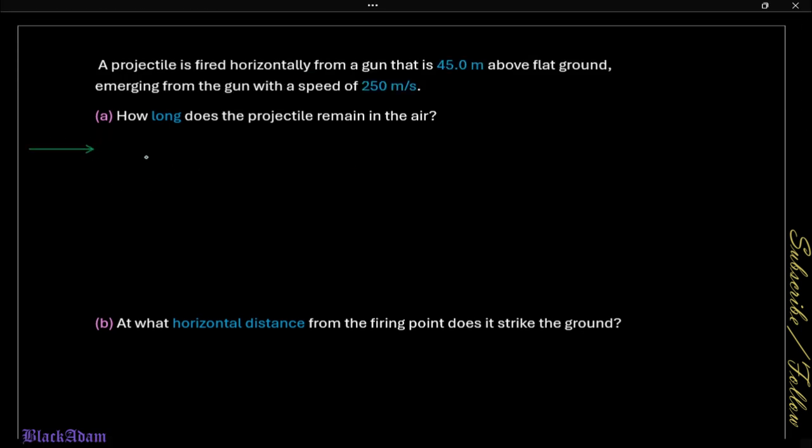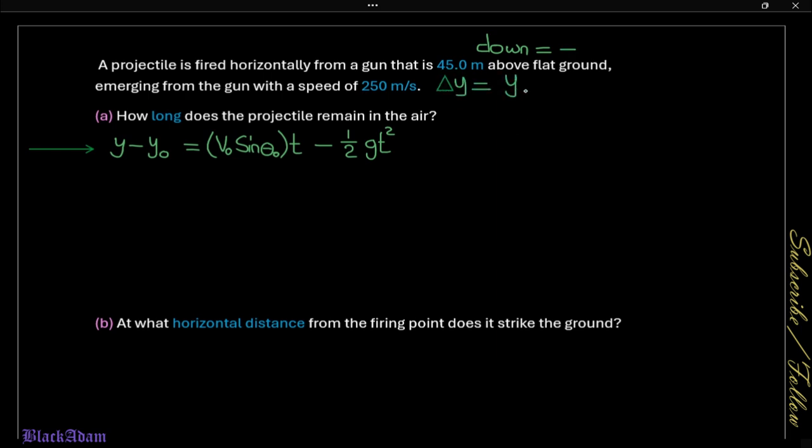What we will do is find the equation first that satisfies the story. So the position, y minus y initial, is equal to initial speed multiplied by sine of the angle fired multiplied by t, minus a half g t squared. We take downwards as negative so that we know the positions, and also know that change in y is going to be y final minus y initial.